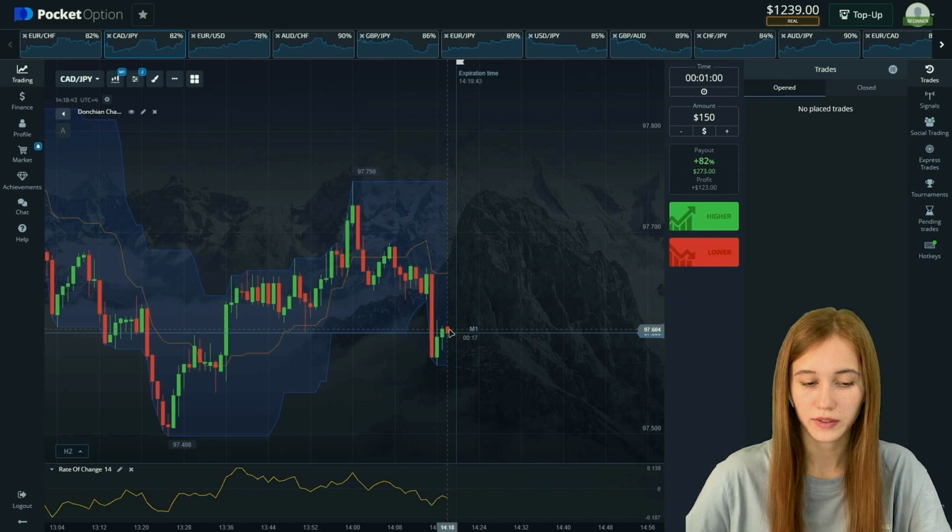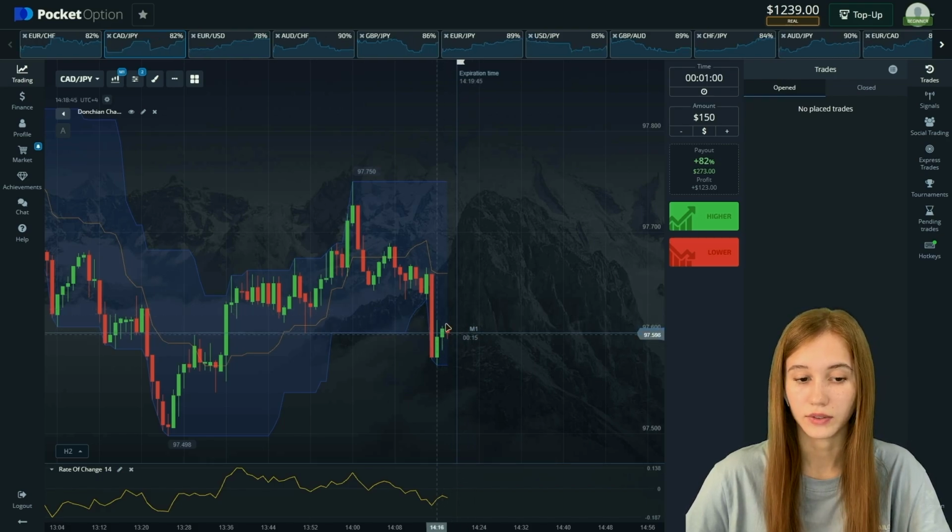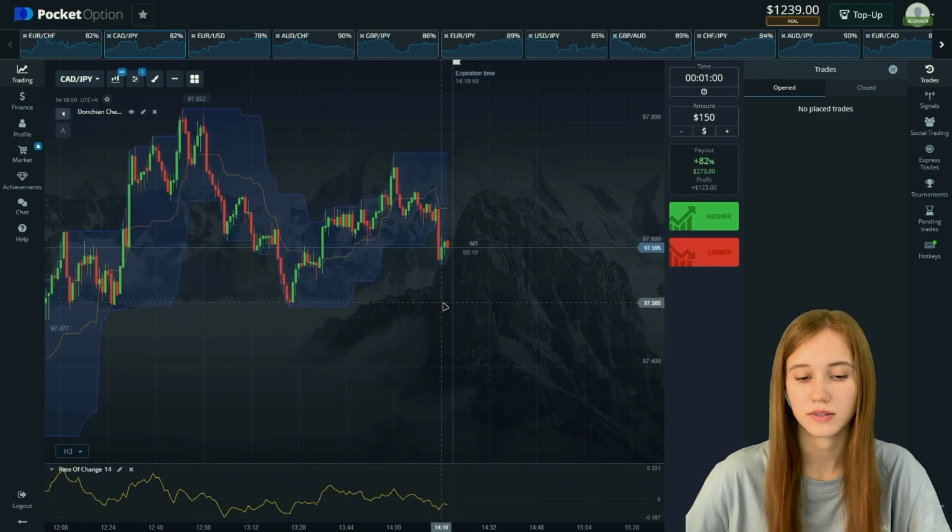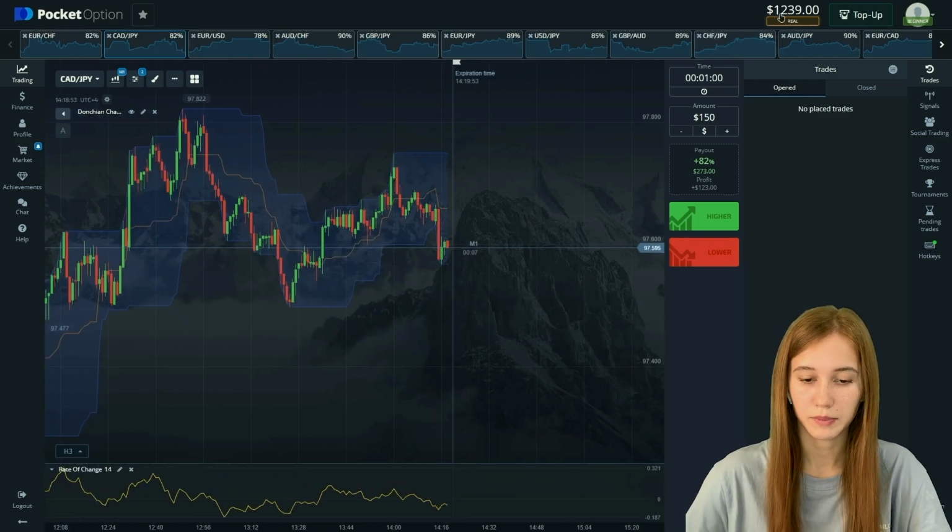Balance is $1,238.39. All deals will be in my Telegram channel, and we move on.